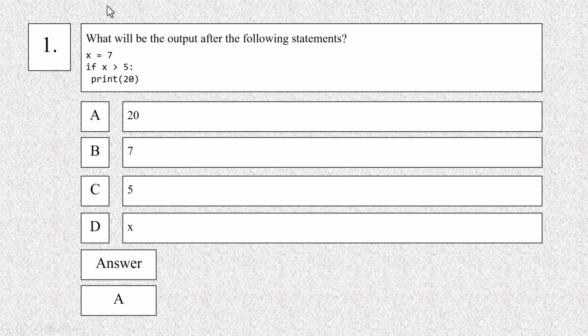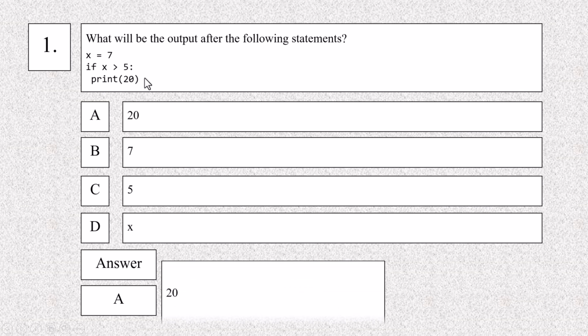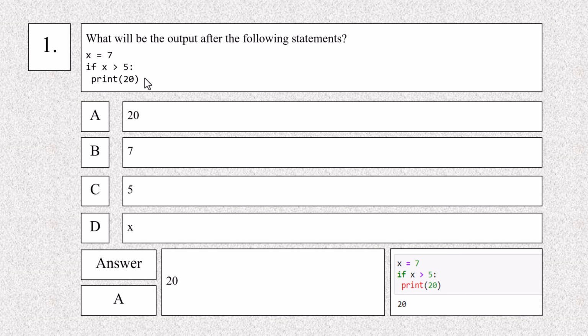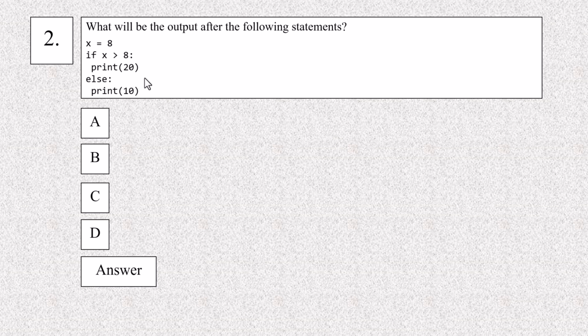Why? Because you can see that here the value of x is 7, that is actually greater than 5, that is why it is printing 20. And if you run it in your Jupyter notebook, then it will give this output. This is a screenshot. I just took the screenshot and attached it in this slide. Go to the next question.